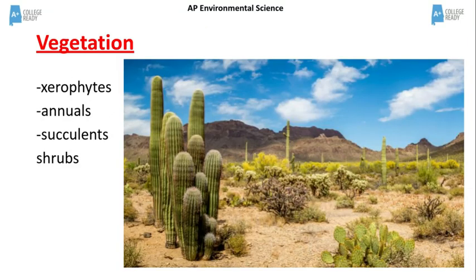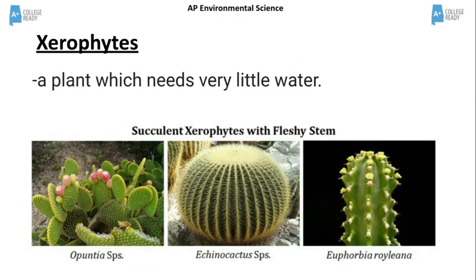Plants found in deserts include xerophytes, annuals, succulents, and shrubs. A xerophyte is a plant that needs very little water. It is adapted to arid, dry conditions. An example of a xerophyte is a cactus.